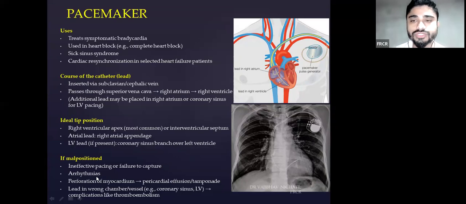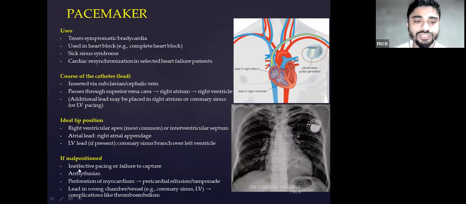What if it is malpositioned? This particular X-ray was asked in the examination before, in the shorts part, where the diagnosis was Twiddler syndrome, where you will see some coiling of the heart leads. You might get a similar X-ray in shorts where you will see some break in the leads, or excessive tortuous loops of these cardiac leads. Then you have to label it as Twiddler syndrome.